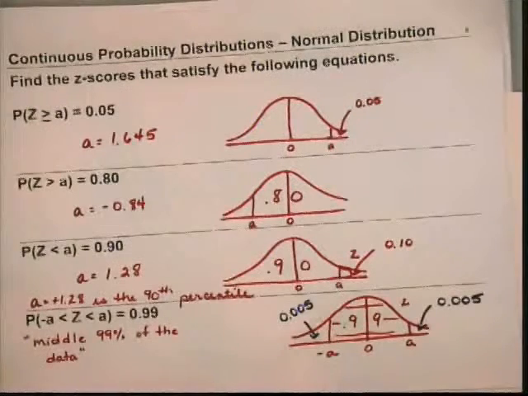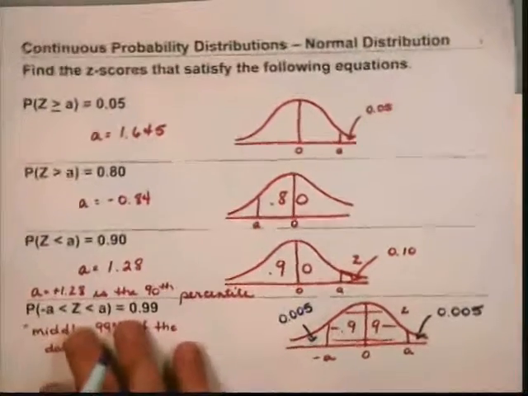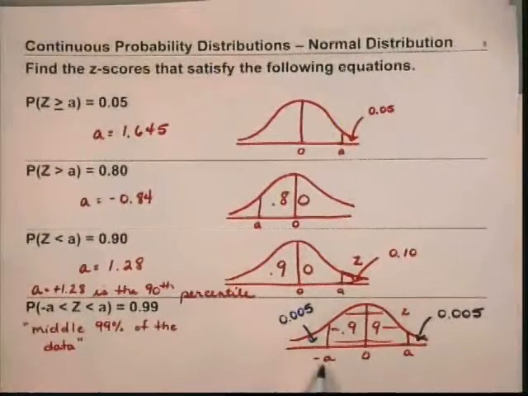So what do I look up? I go to the probability column, find the value as close to 0.005 as I can, read the z-score, that's A. Then the negative A determines this point. So what is the value of A that determines the middle 99%?